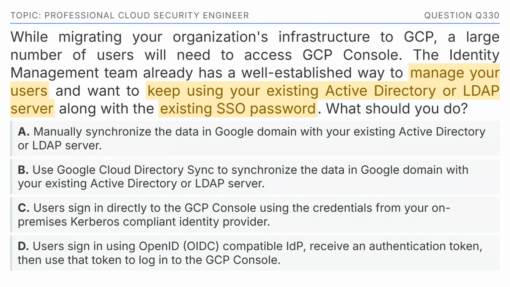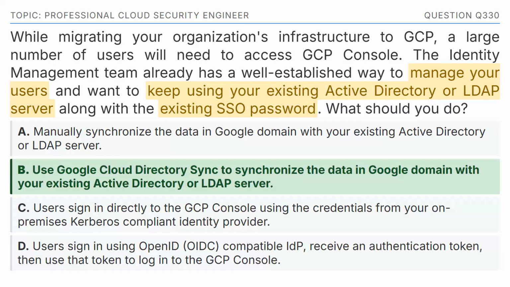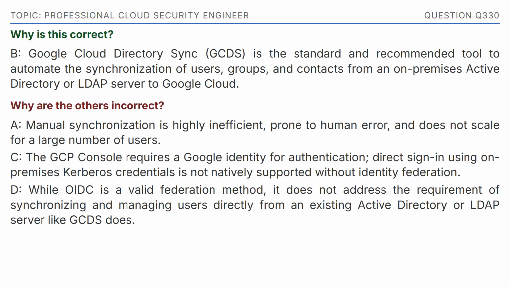To arrive at the correct answer, we focus on the keywords: manage your users, keep using your existing Active Directory or LDAP server, existing SSO password. The correct answer is option B, use Google Cloud Directory Sync to synchronize the data in Google domain with your existing Active Directory or LDAP server. Why is this correct? B. Google Cloud Directory Sync, GCDS, is the standard and recommended tool to automate the synchronization of users, groups, and contacts from an on-premises Active Directory or LDAP server to Google Cloud.